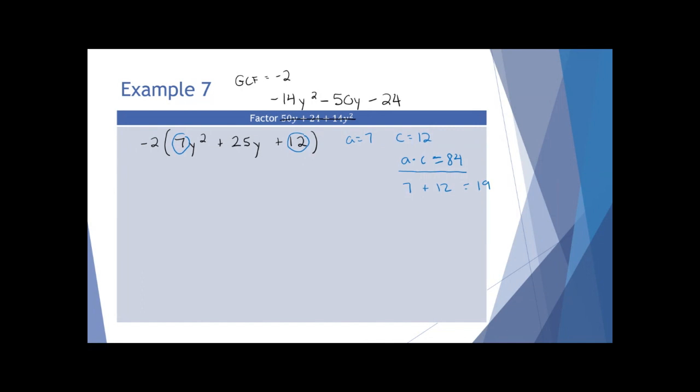And Stacy's already got it. 4 and 21. That is faster than I would have. I was going to start using my calculator. So good job. 4 times 21, that gets you 84. And 4 plus 21 is 25.